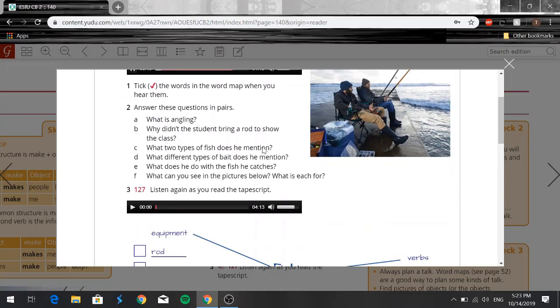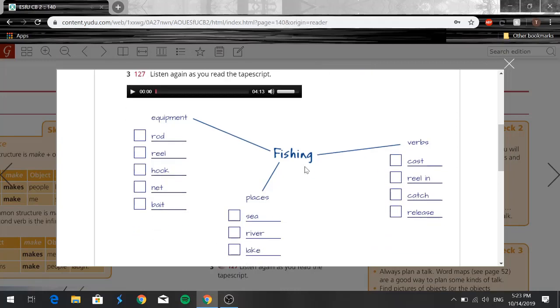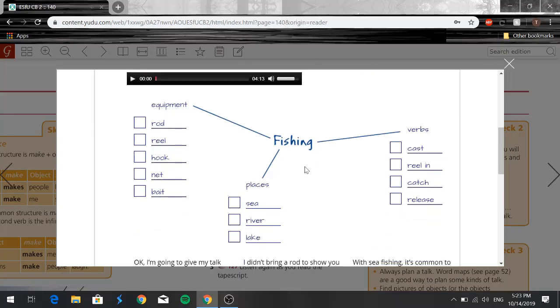OK, I'm going to give you my talk about fishing. Fishing is my favourite activity. It's my hobby. I go fishing every week. In summer, I go 2 or 3 times a week. I started when I was 6 years old with my father. I say fishing because that's a word you all know, but really it's called angling.